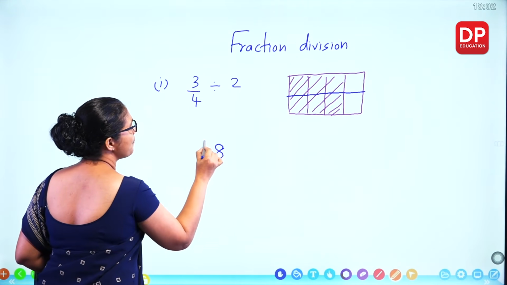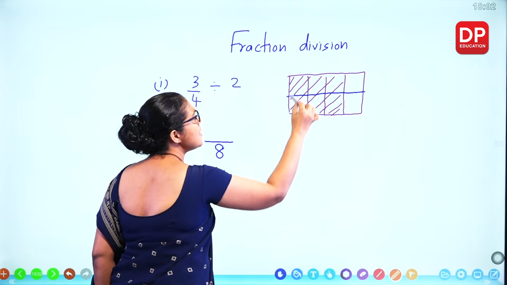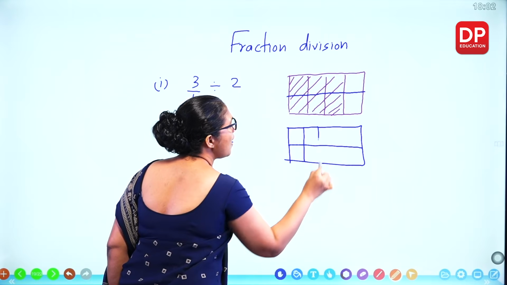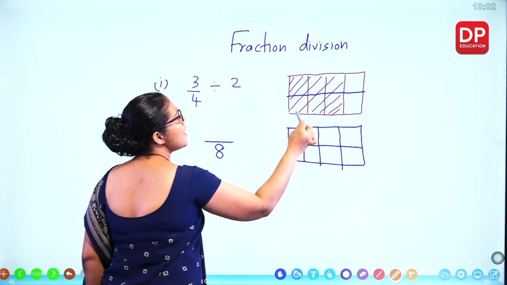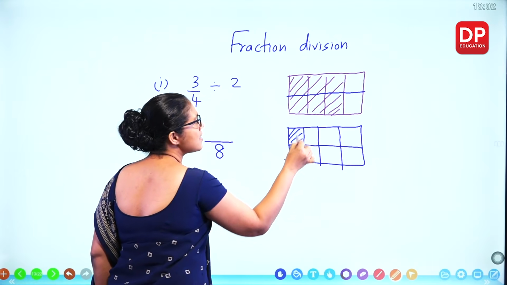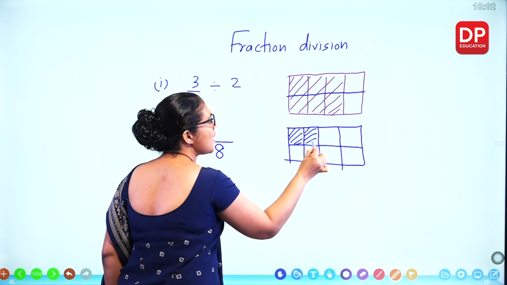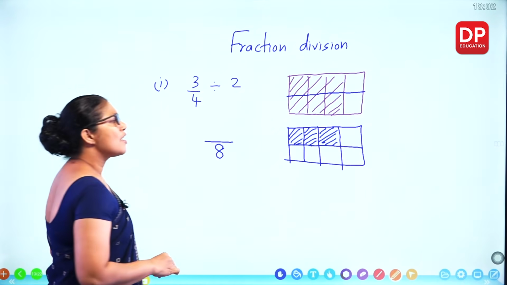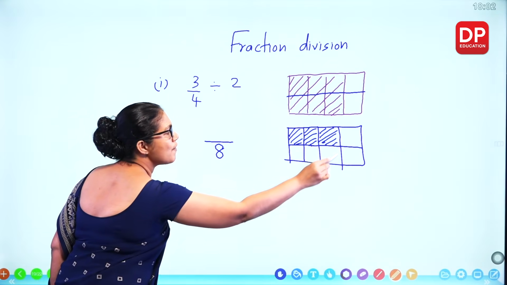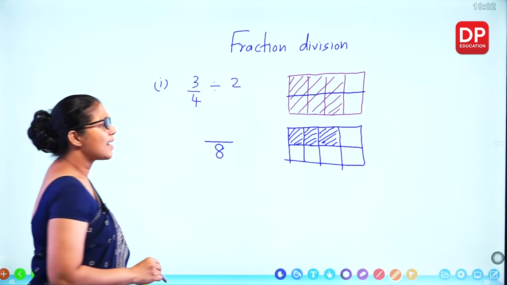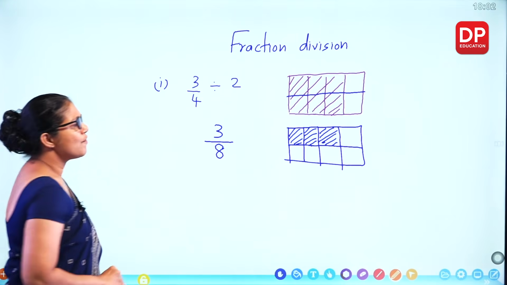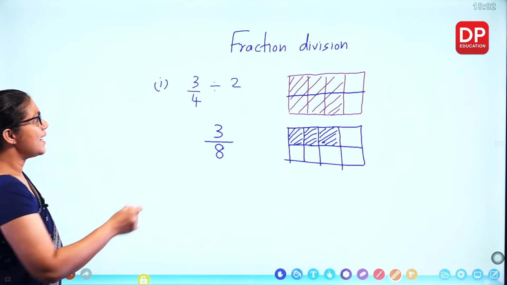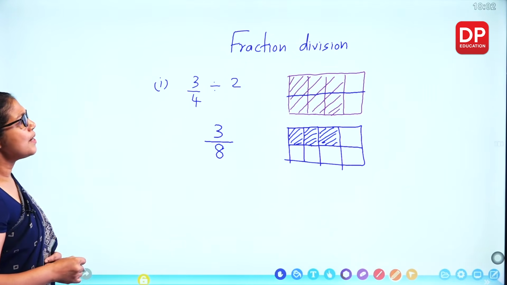8 parts are there. So when you divide this part by this, what do you get now? There are 8 parts. When you divide these two by 2, you get 1 part here. This one, when you divide, you get another part. This one, when you divide by 2, you get another part. So now out of 8 parts, how many parts are colored? 3 out of 8.